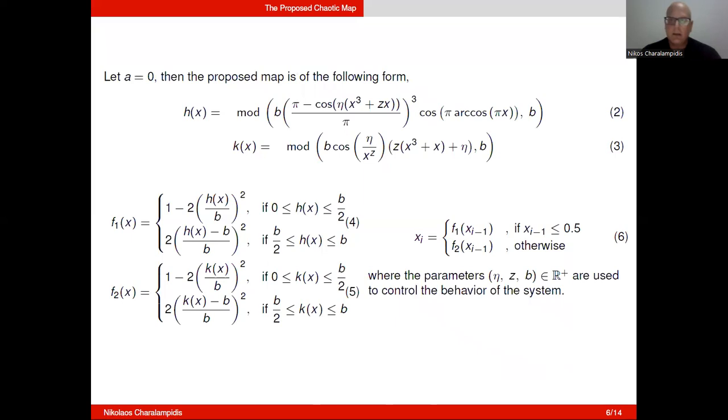Then we let A to be equal to 0 and we consider the hx function and kh function, which are given like that. And we use them in order to modify our Z-shaped fuzzy number and obtain the equation 4 and 5. Then finally, we obtain our chaotic map, which is given in equation 6, as you can see here, with parameters eta, z, and b, which takes real positive values and are used in order to control the behavior of the system.